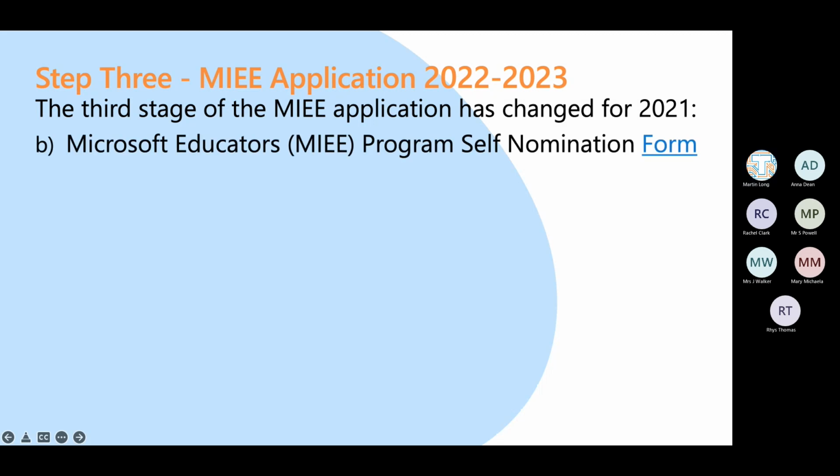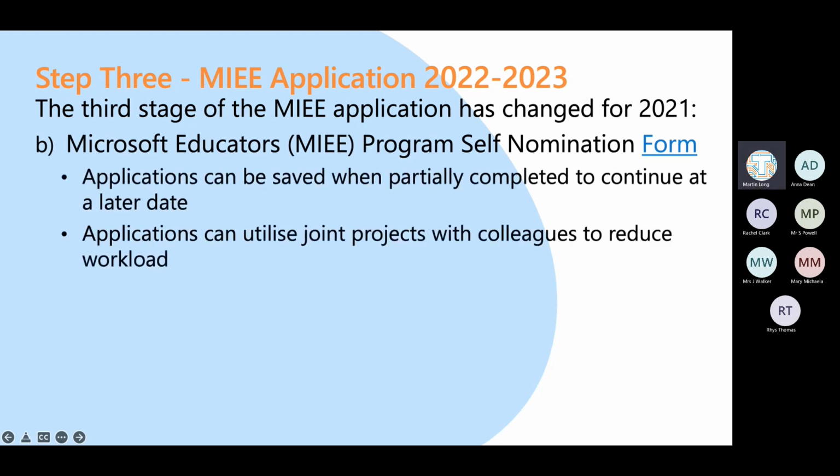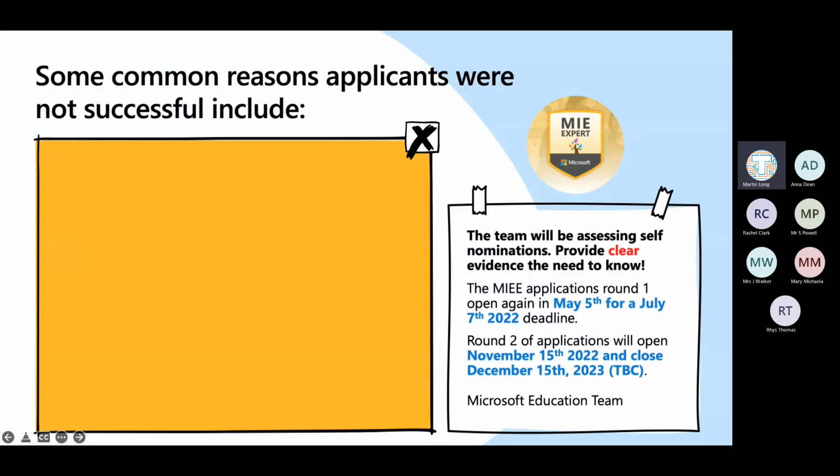So the third stage, as we said, is the self-nomination form, which is the Word document I've spoken about. It's there to grab, and it will help you to structure the answers we've been going through. The areas where people have failed previously and not been given MIEE award status is that people haven't given sufficient answers to the questions that have been asked, and elaborated.